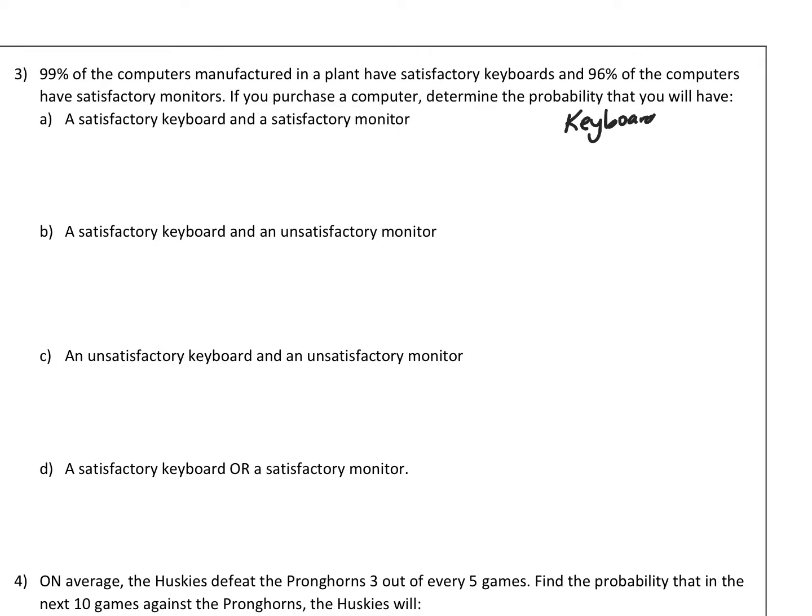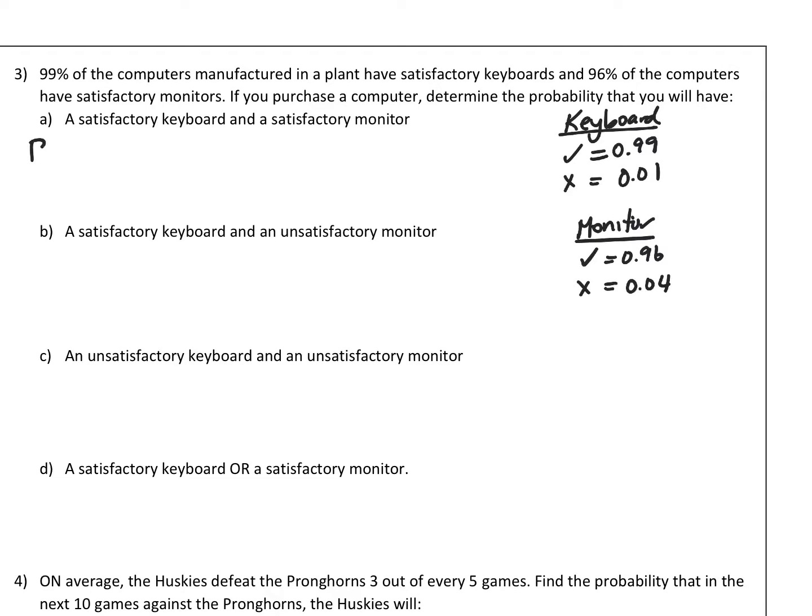What I know is that the probability that it's good is 99%, or 0.99 if I was dealing with probability as a decimal. The probability that it's no good would then be 0.01, because it's either good or it's no good. And then the monitor, the probability that it's good is 0.96. So then the probability that it's no good would be 0.04.